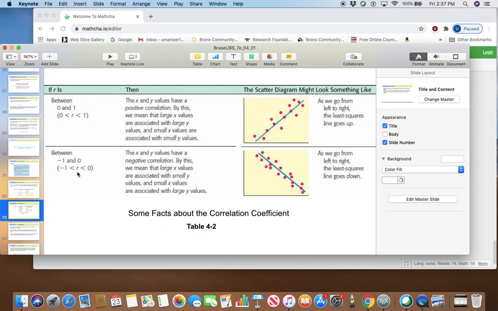On the other hand, if R is between negative 1 and 0, then the x and y values have a negative correlation. By this we mean large x values are associated with small y values and small x values are associated with large y values. As we go from left to right, the least squares line goes down.